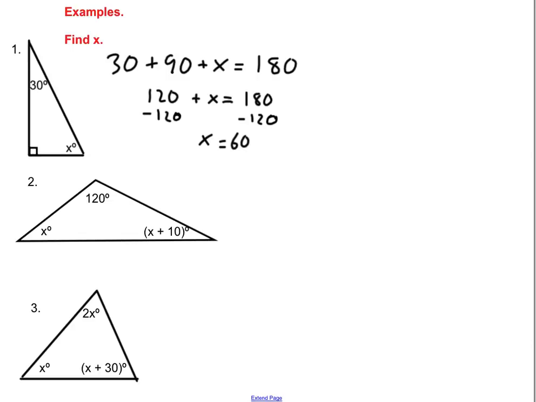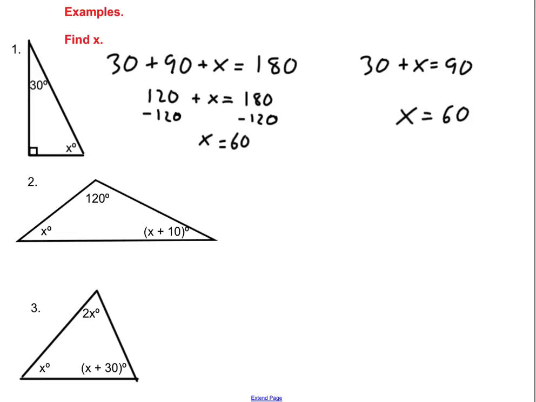But there's a more efficient way to think about this particular situation, or any right triangle situation, because we know that the right angle takes up 90 of the 180 degrees. That means the two smaller angles, the two acute angles, must add up to 90. They're complementary. So 30 plus x equals 90. Subtract 30, x equals 60. So that gets us to the answer in a more efficient manner.